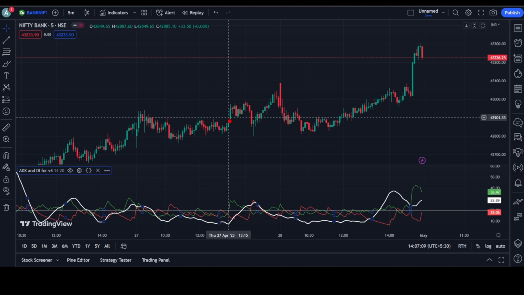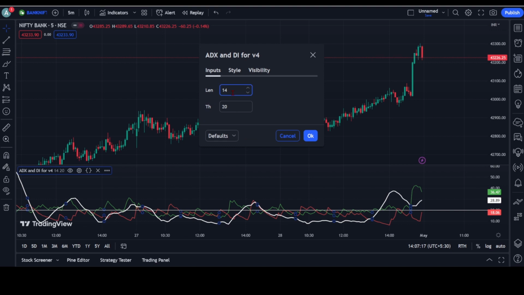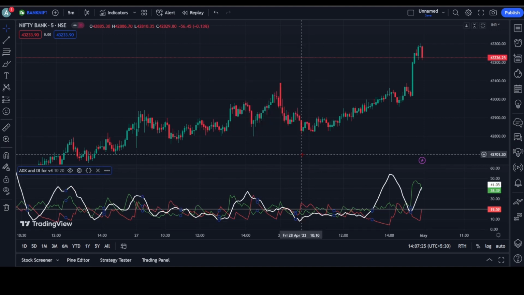Now on the ADX indicator we see a white line at value 20, which is a threshold level. Once ADX crosses this, there will be strength in the trend; below that, it will be sideways, a weak trend. If we are using it for intraday trading, we change the period from 14 to 10.